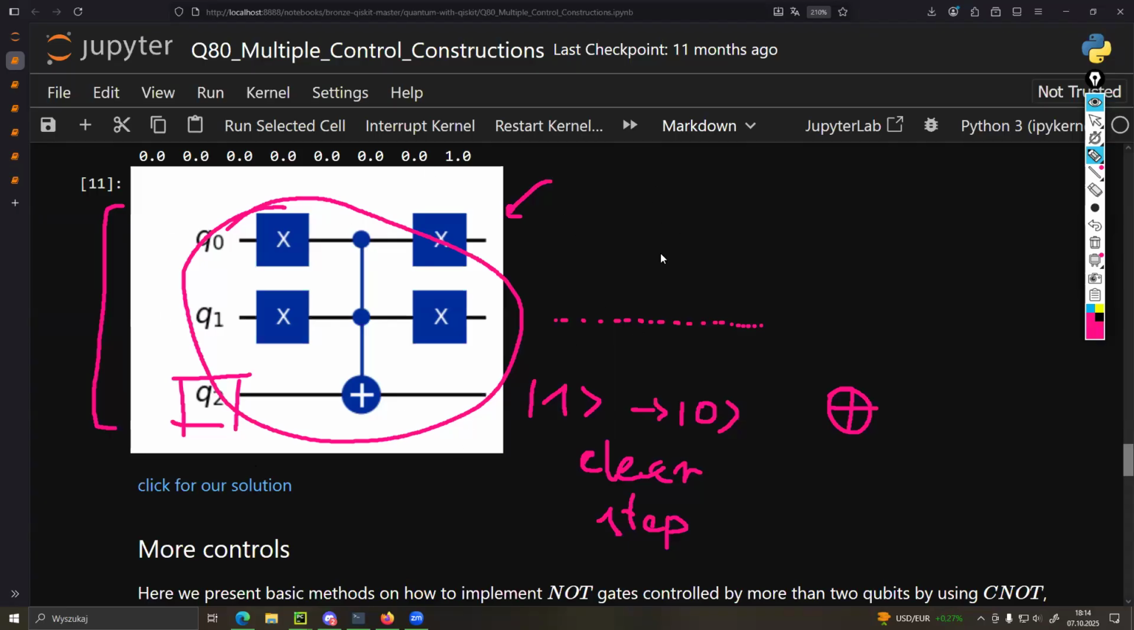So this method of applying the same operation another time clears the temporary qubit, the ancilla qubit, back, and what you can do is reuse it later. And when you have 100 calculations like this, you can use a single qubit for them, right?